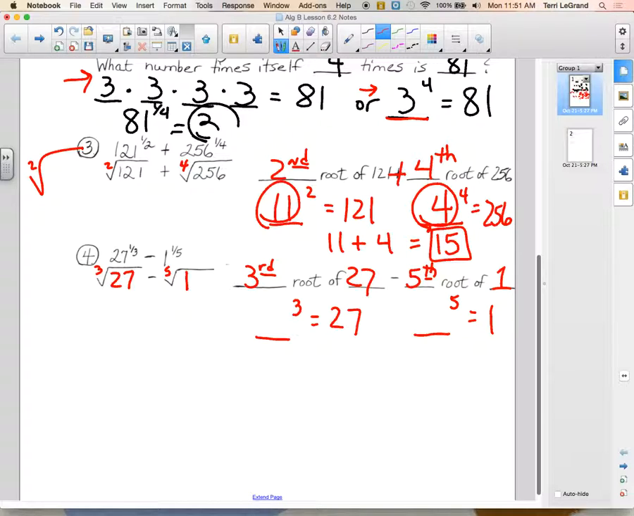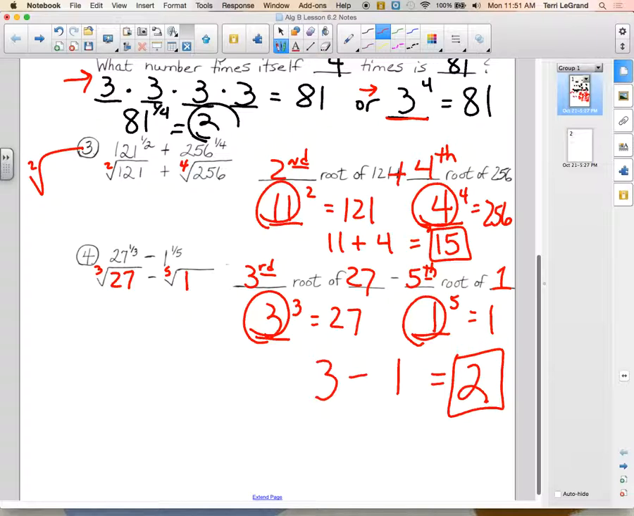So what to the third power is 27? 3. And what to the fifth power is 1? 1. So we are going to have 3 take away 1, and let's circle these so you know that that's what you found here, and that is 2. So our final answer is 2.